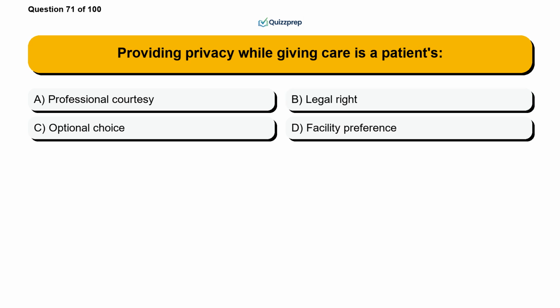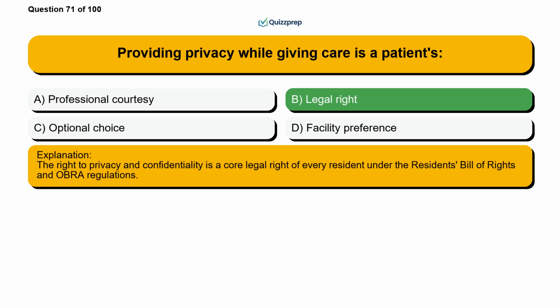Question 71. Providing privacy while giving care is a patient's: Option A, professional courtesy. Option B, legal right. Option C, optional choice. Option D, facility preference. The correct answer is option B, legal right. The right to privacy and confidentiality is a core legal right of every resident under the Residents' Bill of Rights and OBRA regulations.